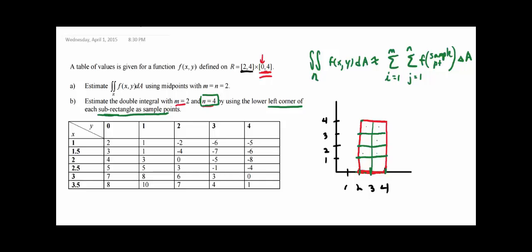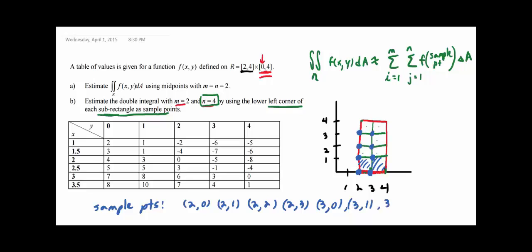So the sample points, here's a lower left corner, that's (2, 0). That's the lower left corner of this subrectangle. We'll go up from there. Here's a left corner, (2, 1), (2, 2), a lower left corner, (2, 3). And then here's the lower left corner of this subrectangle, and then we'll go up from there. That's (3, 0), (3, 1), (3, 2), and (3, 3). So our sample points are just what I said: (2, 0), (2, 1), (2, 2), (2, 3), and then (3, 0), (3, 1), (3, 2), and (3, 3).